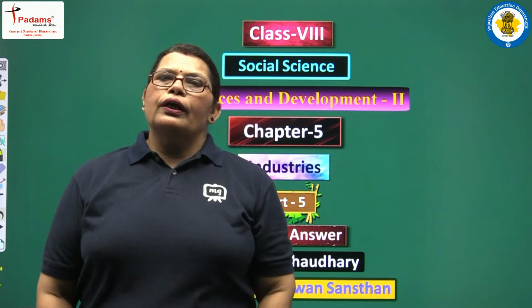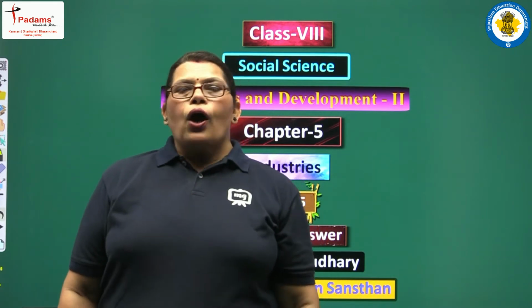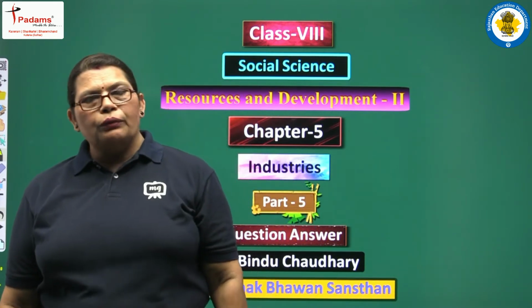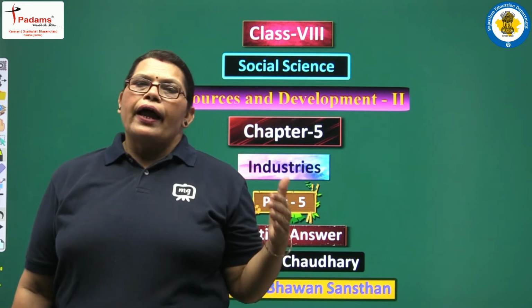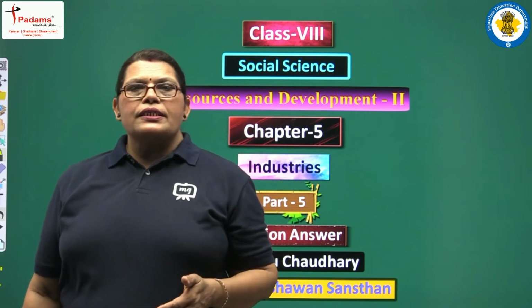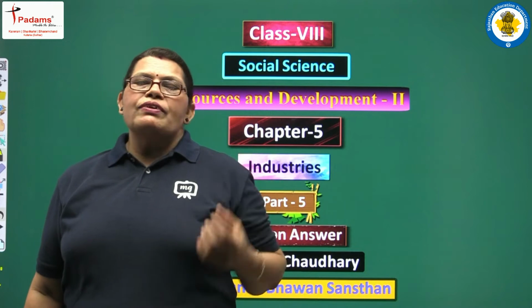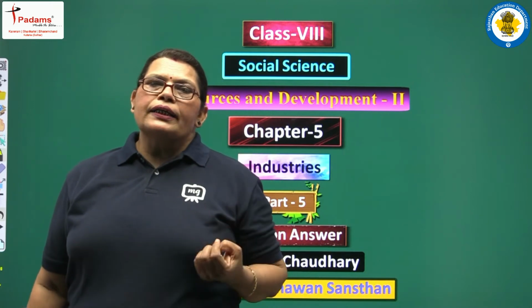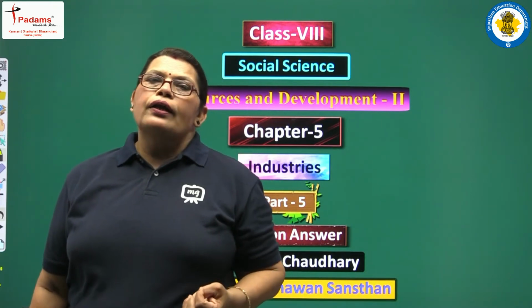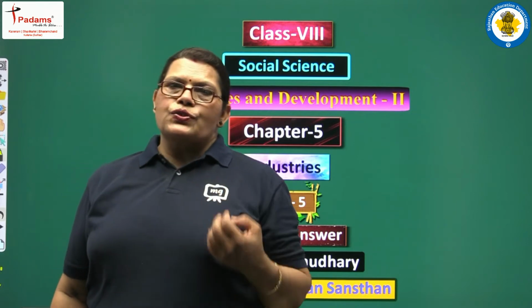So that is included in the small scale industries. When we are talking about classification by ownership, ownership based industries are also there, and they are classified as private sector industry, government sector industry, or public sector industry, or we will say cooperative sector industries also.